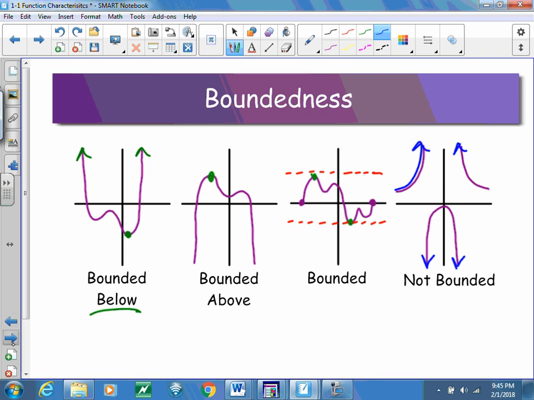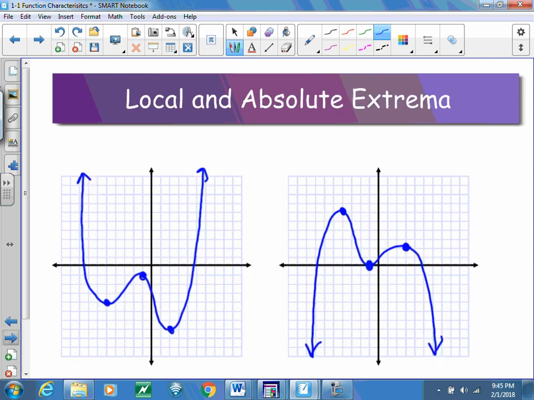So with the idea behind being bounded, I used the fact of having maximums and minimums. Well, let's talk also about what is the difference between local and absolute maximums, and take a look at those two. So local minimums, local maximums are any of the low points on a graph.